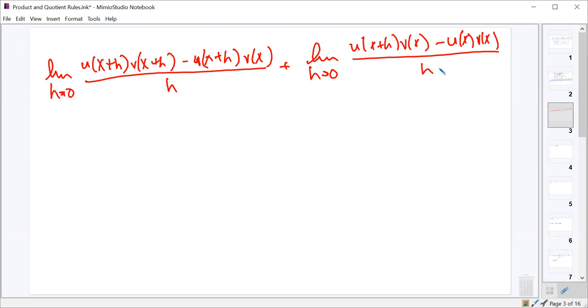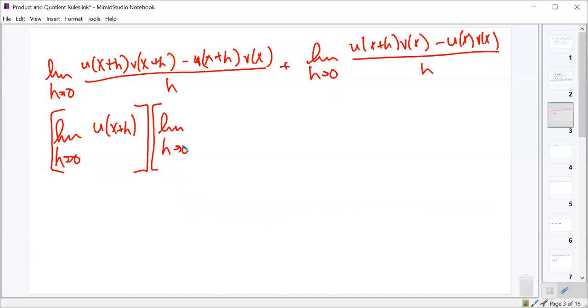Then take a look at those and see what you can factor out of the first limit and out of the second limit. So what can we factor out of that first limit? u of x plus h. So we're going to take a u of x plus h out of that. So we're going to have a limit as h approaches 0 of u of x plus h, and I'm going to just separate that out as its own limit, times the limit as h approaches 0 of v of x plus h minus v of x all over h.